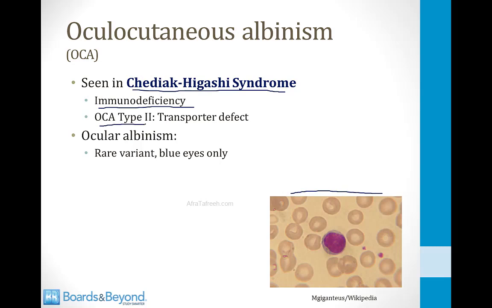They have the type 2 OCA because they have a transporter defect: the microtubules are dysfunctional and therefore they cannot transport melanin normally. In addition, there is a rare variant of oculocutaneous albinism called ocular albinism, where there are blue eyes only without the pale skin and the blonde hair.